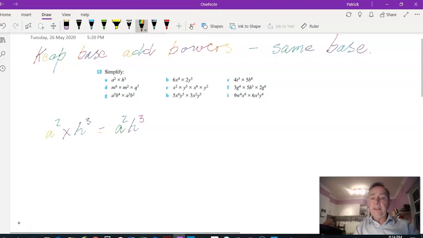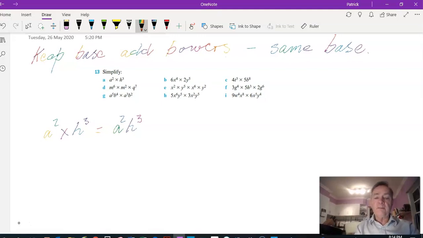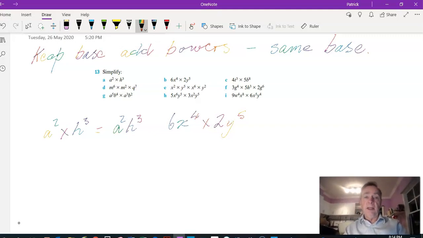So part B, 6x to the fourth times 2y to the fifth. Therefore, not the same base, but we can multiply the coefficients. Any numerals can be multiplied, so therefore 6 times 2 is 12. We have 12x to the fourth, y to the fifth.